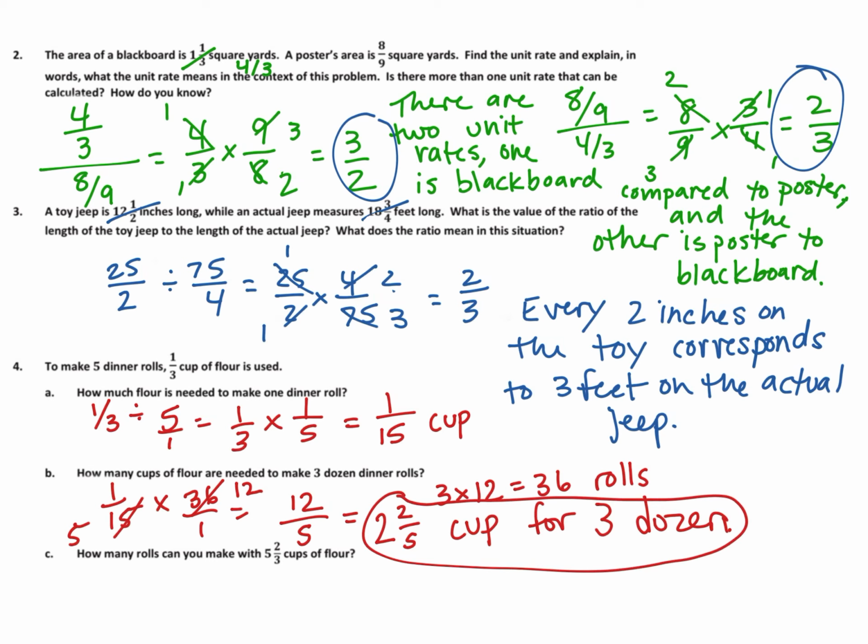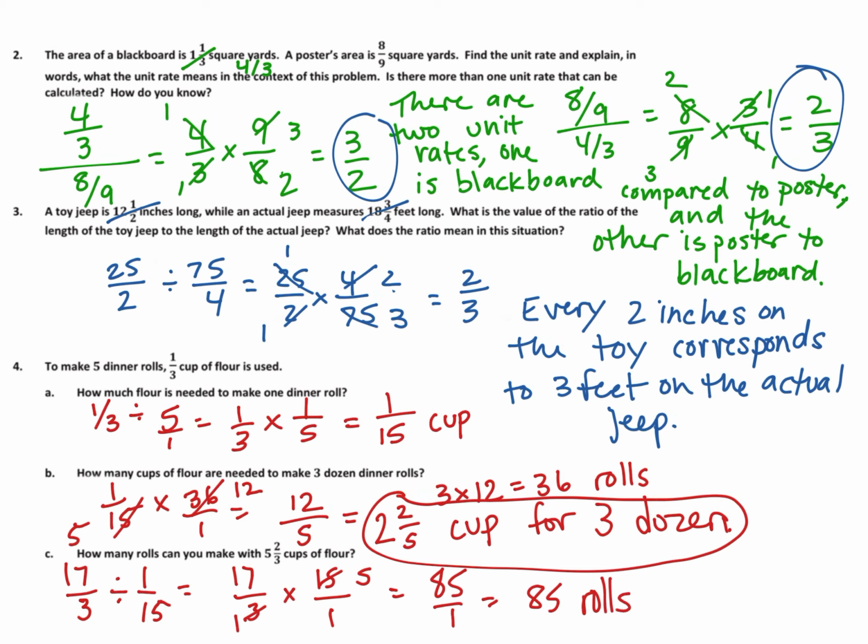How many rolls can you make with 5 2/3 of a cup of flour? Let's change that to an improper fraction. 5 times 3 is 15, plus 2 more makes 17 thirds. So that's the flour. Then we have to work backwards by dividing by how much it takes per roll. So we're going to flip and multiply. 15 over 1. 3 goes into 15 5 times. 17 times 5 is 85. So this will make 85 rolls.